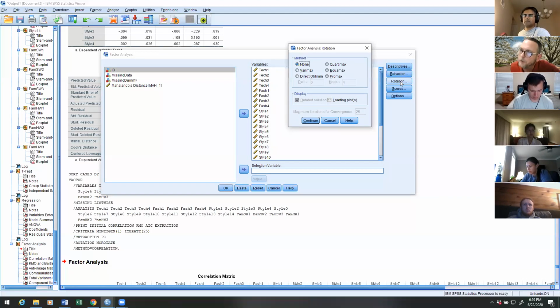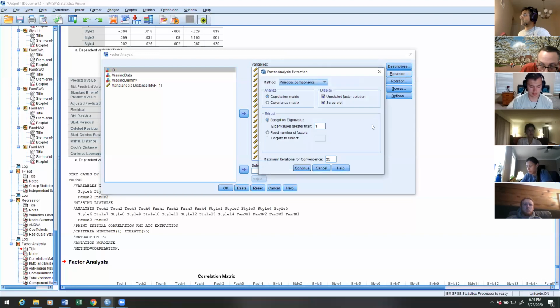All right, so this is a good question here. Mike? I just had a question about the extraction. If we could go back, the maximum number of iterations for convergence. I would get that error. What does that mean? So what this is going to do is run the data over and over and over again until it has a solution, kind of like bootstrapping.